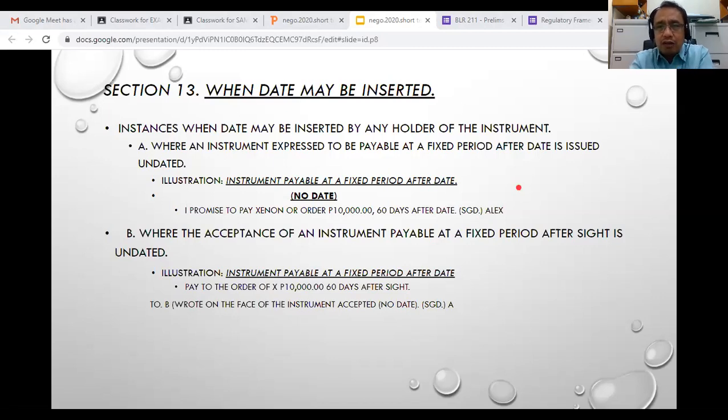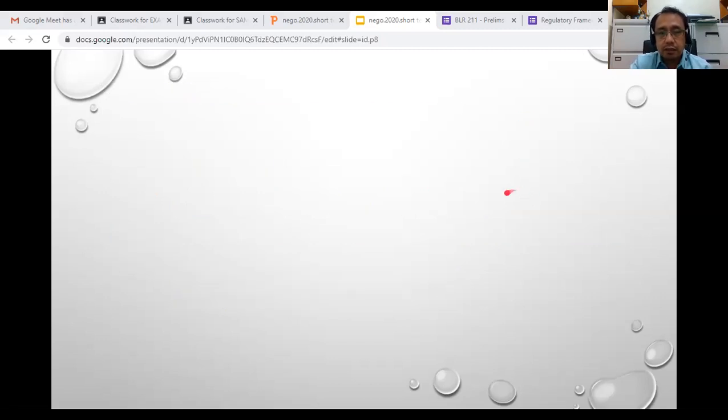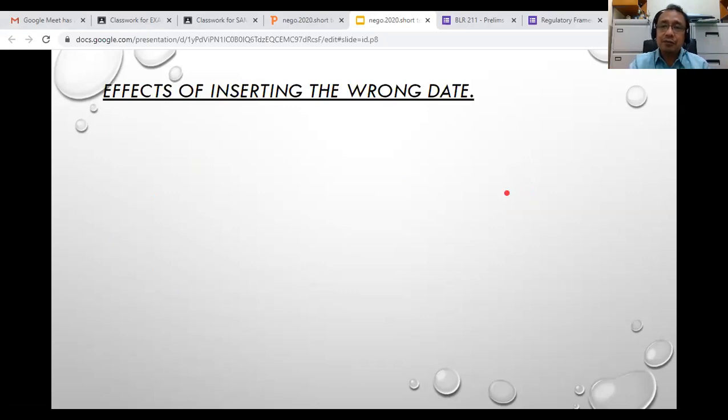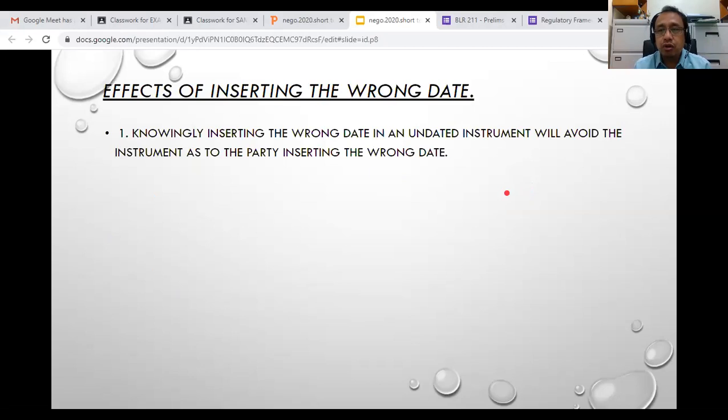So what? Ano bang penalty kung naglagay ako dyan ng kung ano-anong date? Meron bang effect? Well, Section 13. Ano po bang sinasabi doon sa Section 13? Tingnan natin. Effect of inserting the wrong date. What will be the effect? Sabi niya dito, knowingly inserting the wrong date in an undated instrument will avoid the instrument as to the party inserting the wrong date. Take note, deliberately, willfully, purposely inserting the wrong date will now render your instrument void insofar as the person who inserted that wrong date.